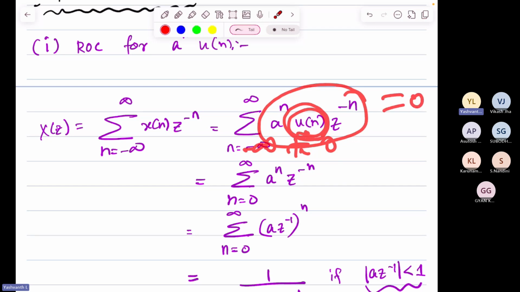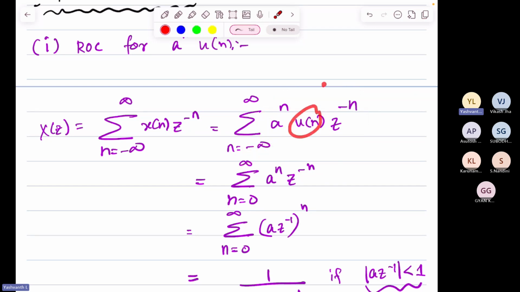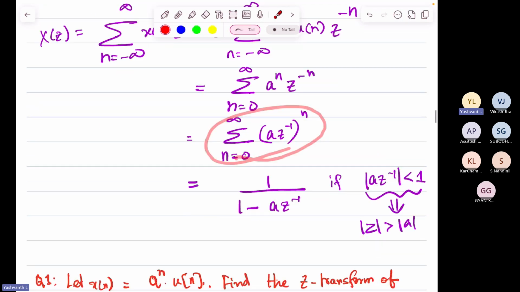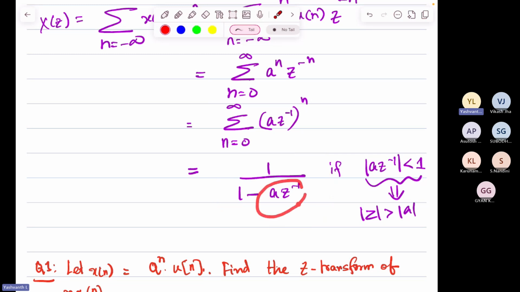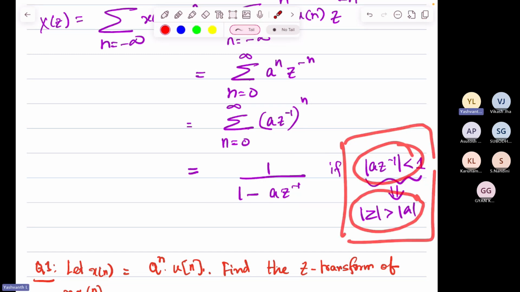But from n equal to 0 to infinity, you will have u of n equal to 1. So this becomes a power n into z power minus n, or you can write this as a z power minus 1, whole power n. Now this is like the sum over n equal to 0 to infinity of b power n, where b is equal to a z inverse. This is nothing but an infinite geometric series, which has the expression 1 over 1 minus a z inverse, provided this common ratio a z inverse is a number whose magnitude is less than 1. Or if you solve for this, you get mod z is greater than a. So this is how you compute the Z transform along with the ROC.